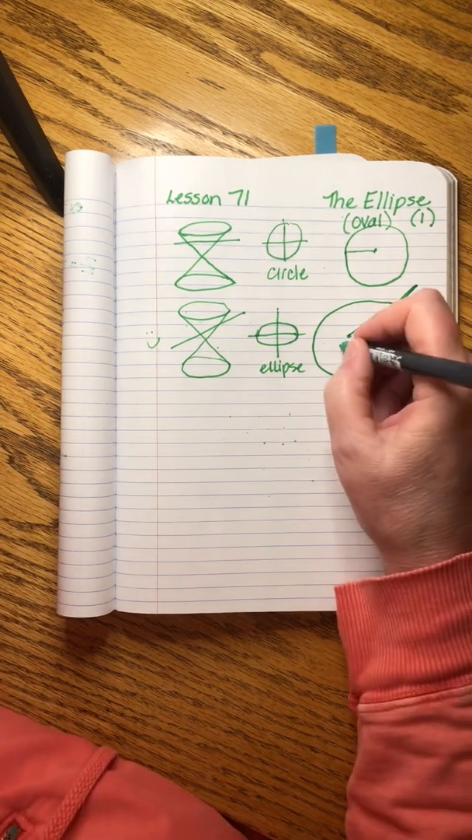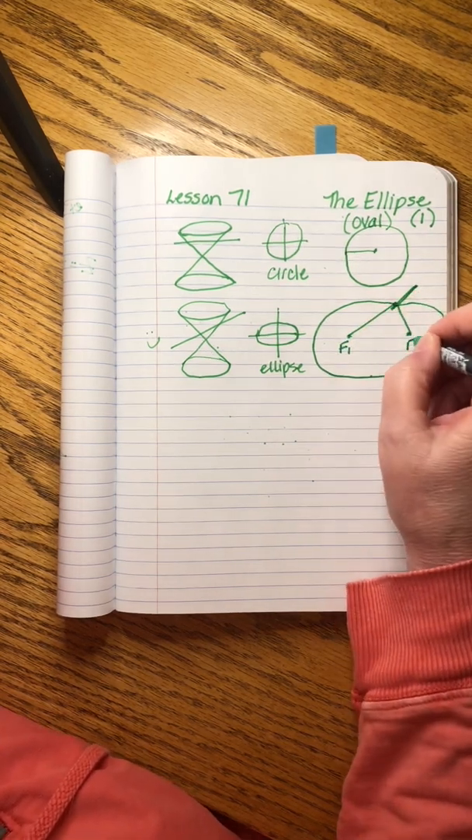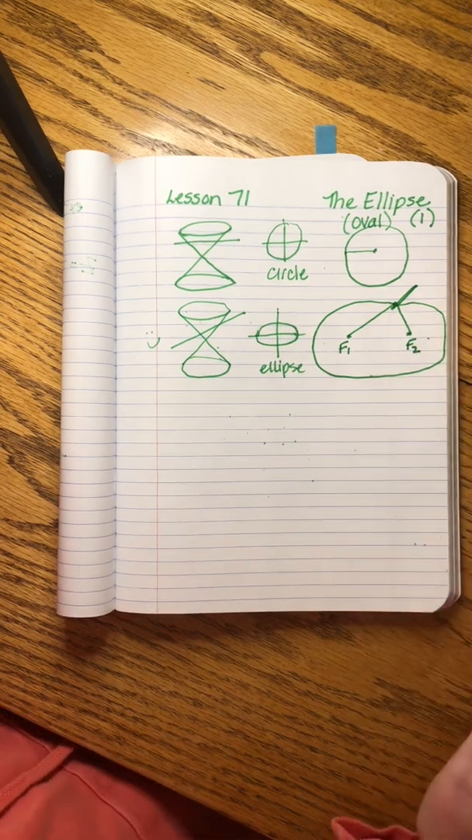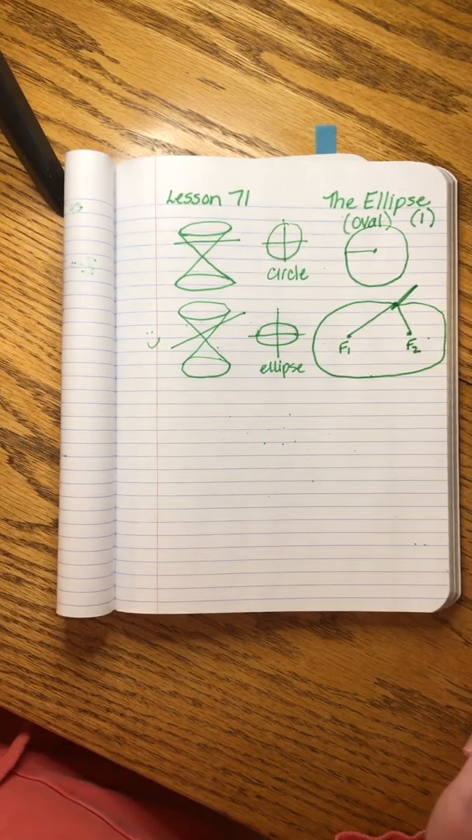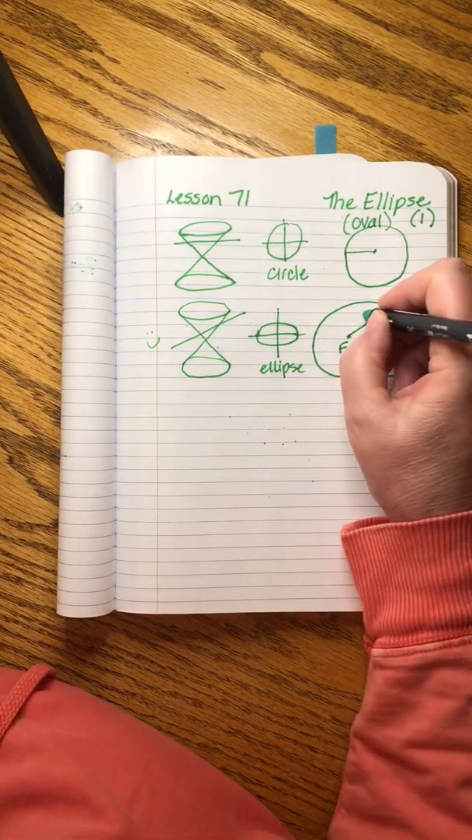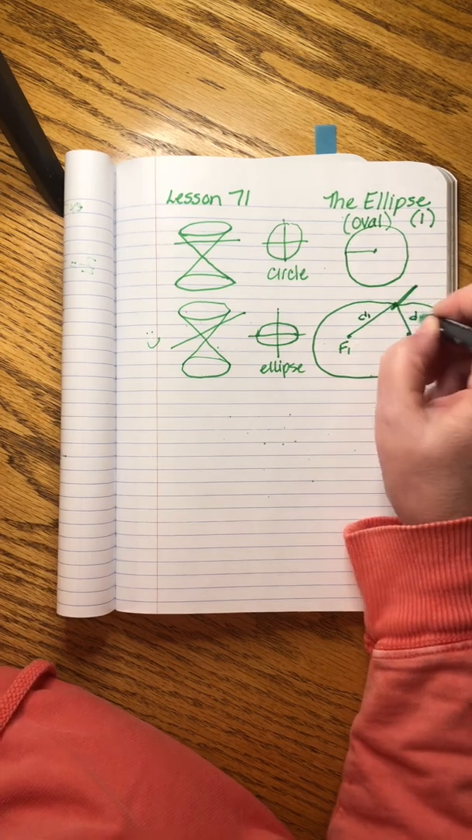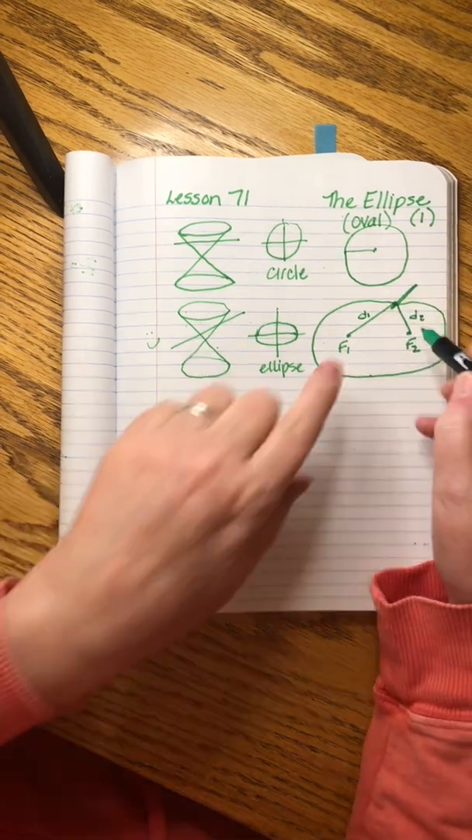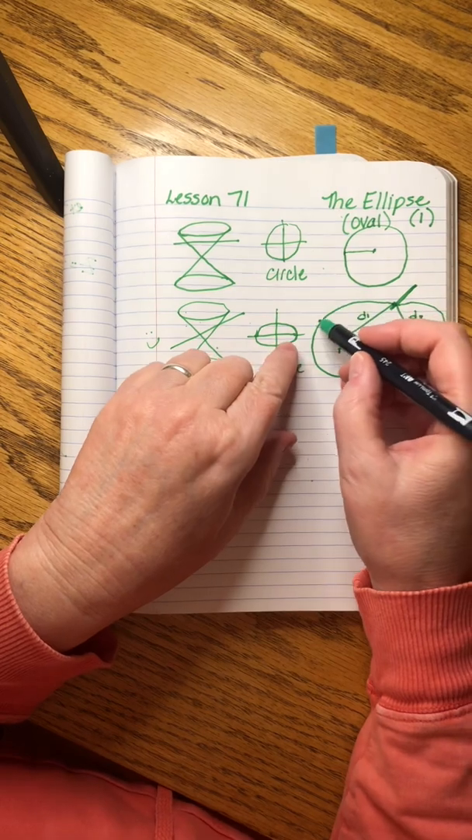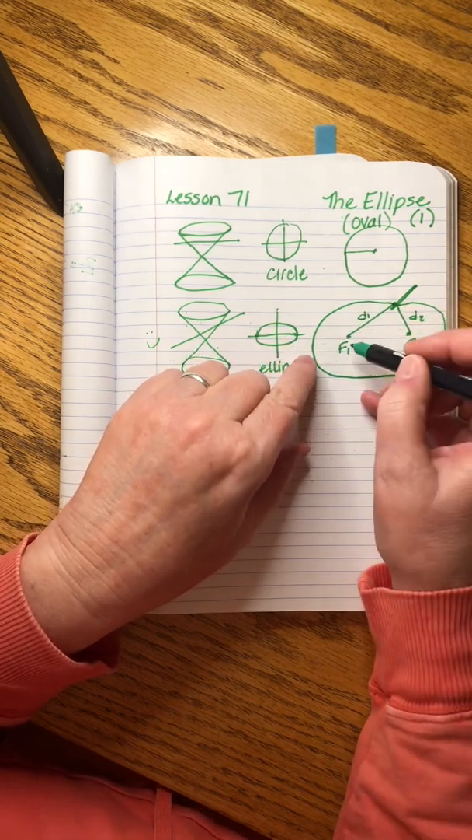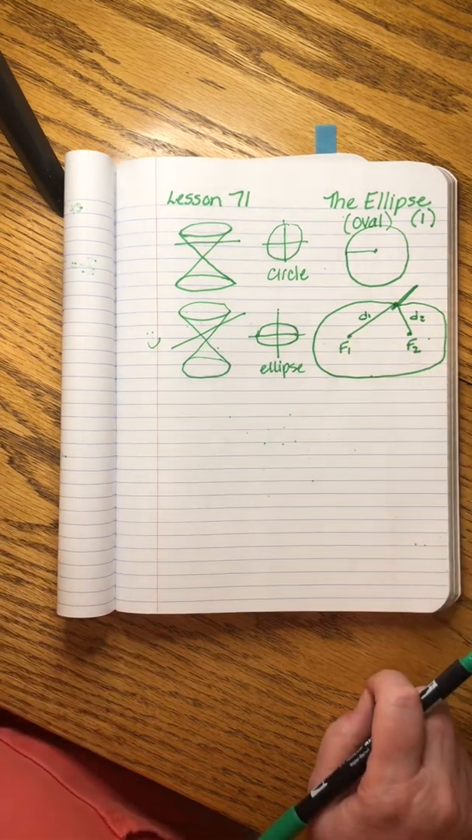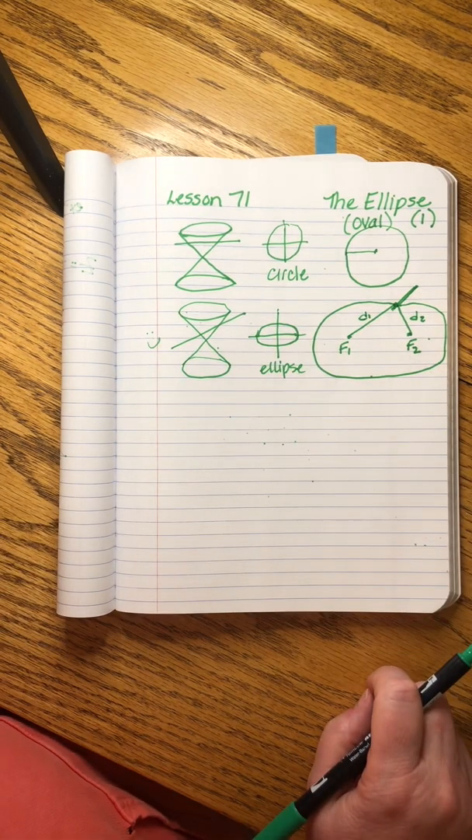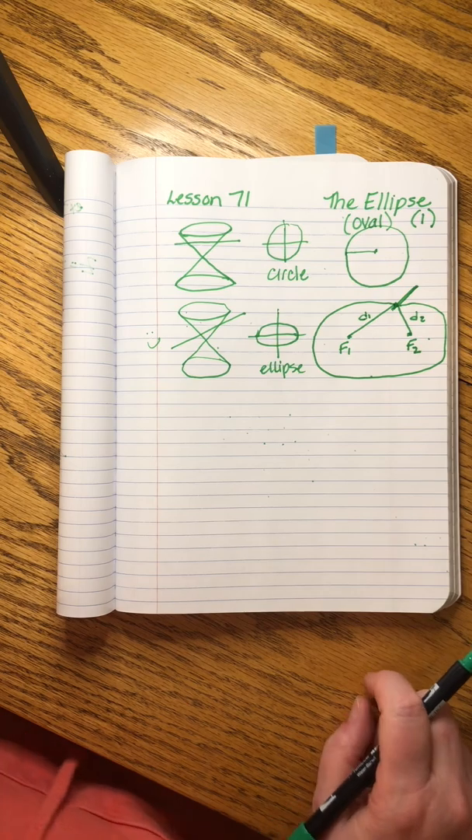So we call these two the focal points, right? And the string will have two distances, and those distances will change as we move the pencil around, right, to fill the circle, but they will always add up to the same total. Okay, we don't really need to know a whole lot about that.